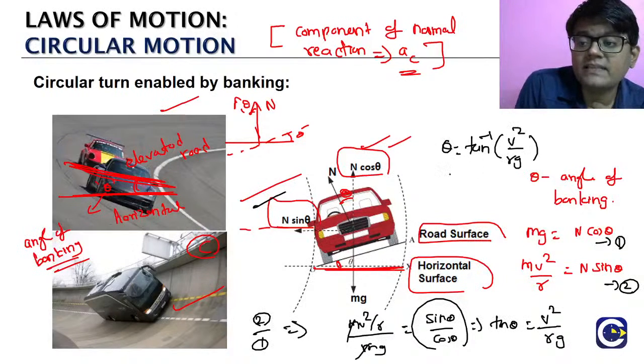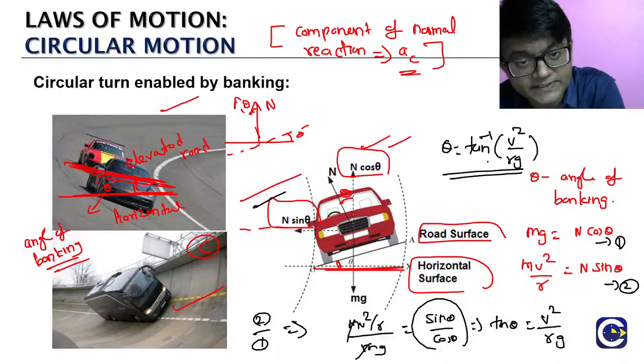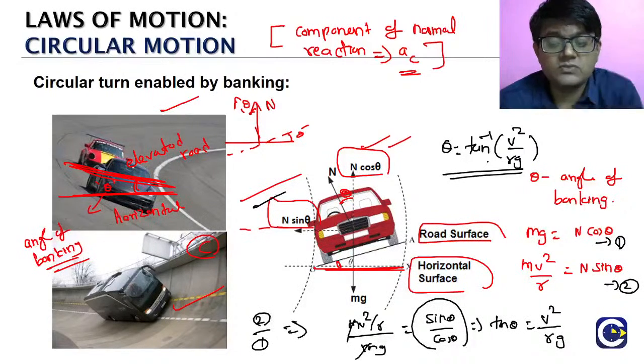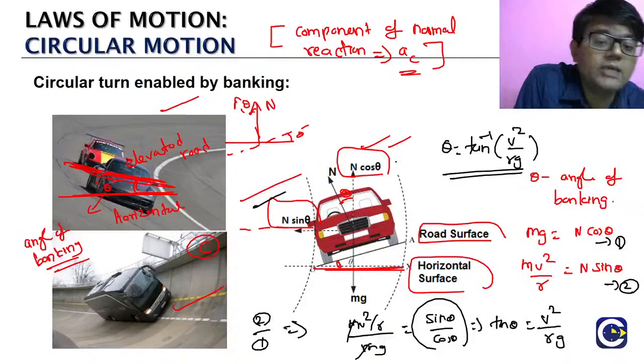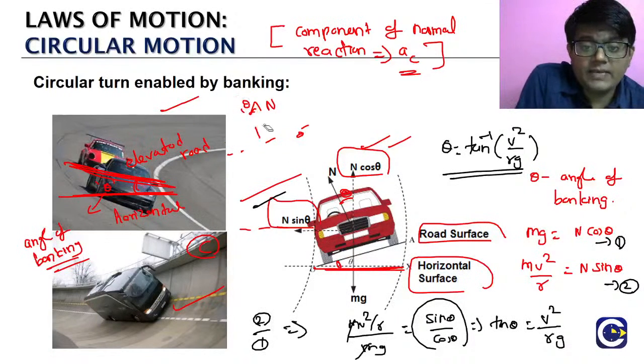If somebody says that the vehicles are coming with this much speed and the radius of curvature is this value, what is the required angle of banking? What is the formula for that? Theta will be equal to tan inverse of v square by rg.